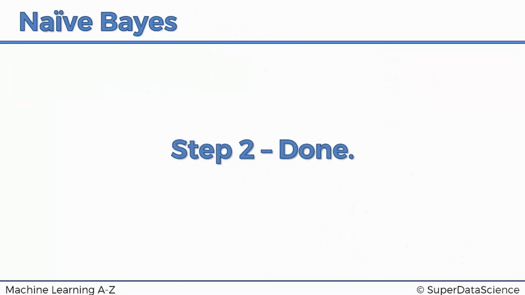So there we go. That was step 2 of our naive Bayes algorithm, or naive Bayes classifier. Hopefully you were able to follow along, and also I hope that you had a chance to perform that exercise on your own and you got a similar result.